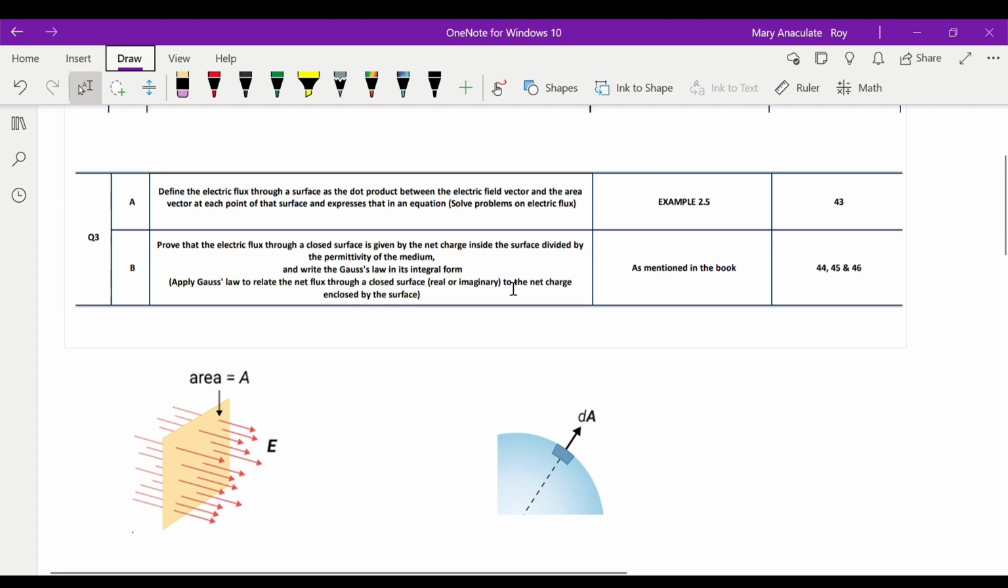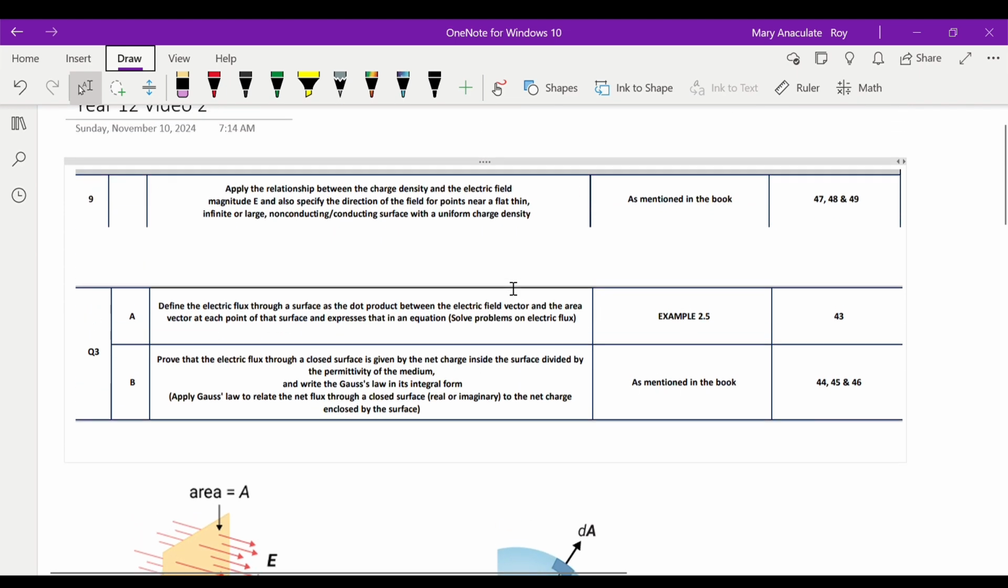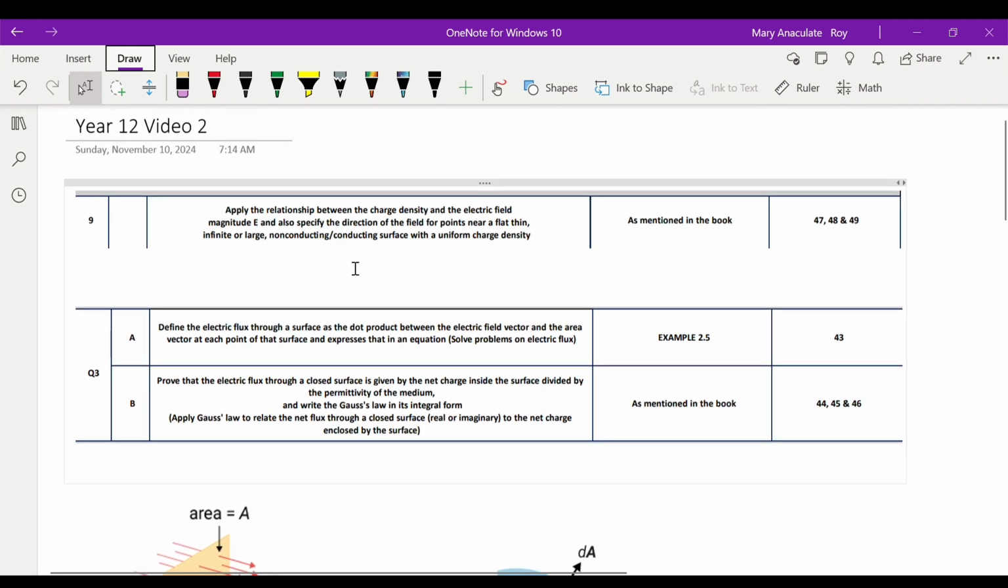Now, I have picked up a couple of learning outcomes from the EOT. One is from the multiple choice, which is number 9, which states the relationship between charge density and the electric field magnitude E, and also specify the direction of the field and so on. So that's on page numbers 47, 48, and 49. This is about the large conducting surface with uniform charge density, etc.